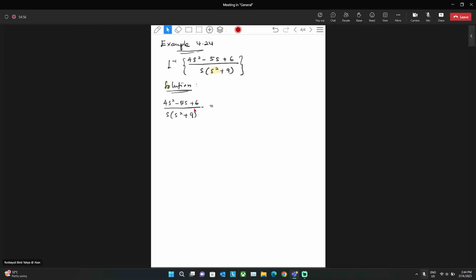Focus on the denominator. So A over s plus (Bs plus C) over (s squared plus 9). Okay. Because you have s to the power of 2, so you need to have Bs to the power of 1 on your numerator.